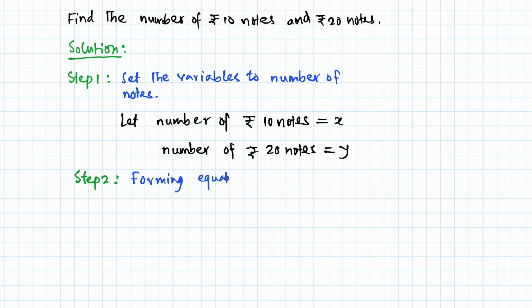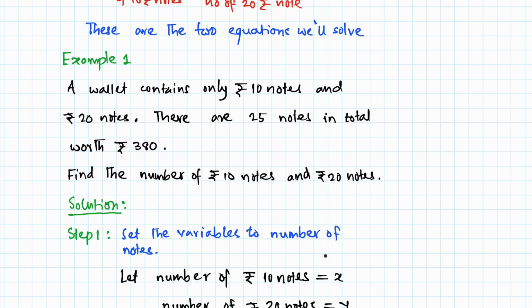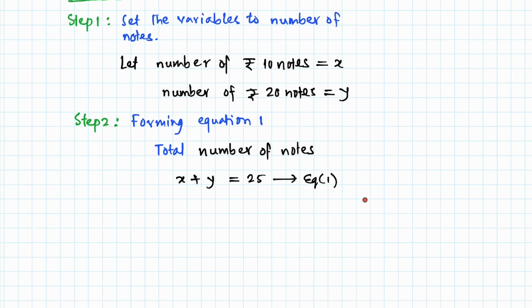Now step number 2, forming equation 1. How will we form it? Here we consider the total number of notes. What is the total number of notes? x plus y equals 25. We consider this as equation 1. From the statement, it is 10 rupees notes and 20 rupees notes, and how many are they? 25. This is the number in total.